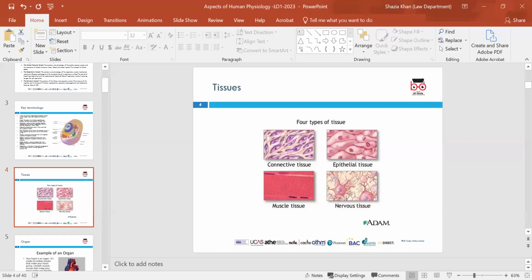We look now at the different types of tissues. There are four main types of tissues: connective tissue, epithelial tissue, muscle tissue, and nervous tissue. The first one is connective tissue, which is the most abundant tissue type in the body.